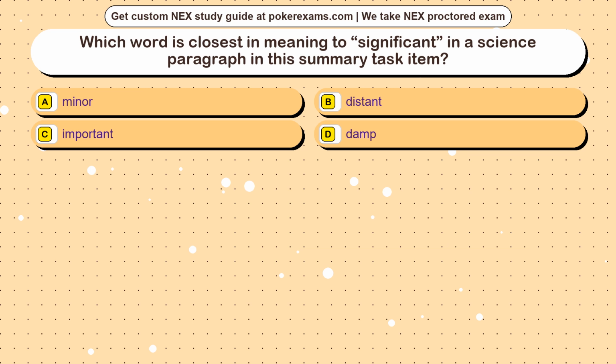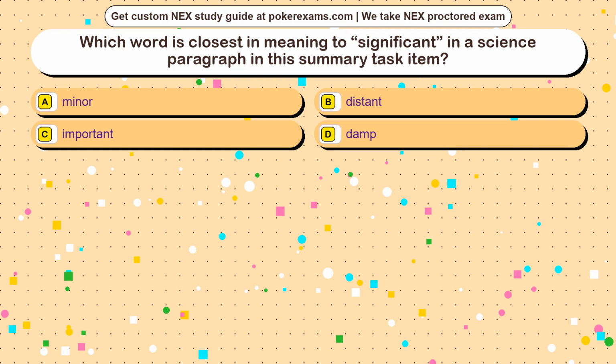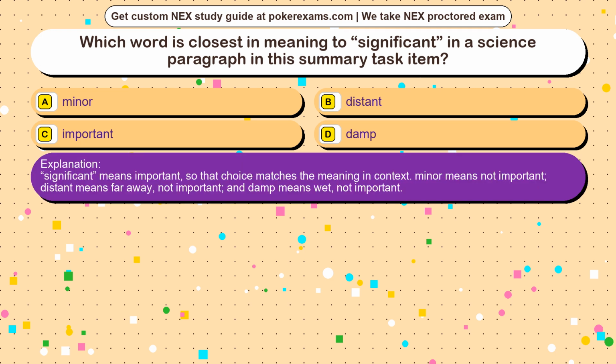Question 1. Which word is closest in meaning to significant in a science paragraph in this summary task item? Option A, minor. Option B, distant. Option C, important. Option D, damp. The correct answer is option. Significant means important, so that choice matches the meaning in context. Minor means not important, distant means far away, not important, and damp means wet, not important.